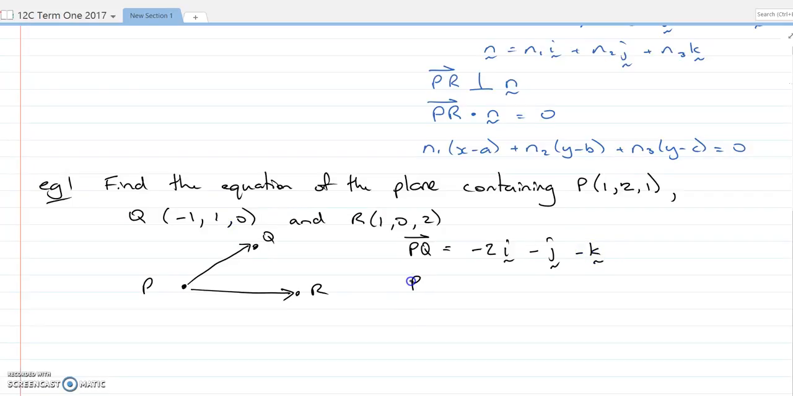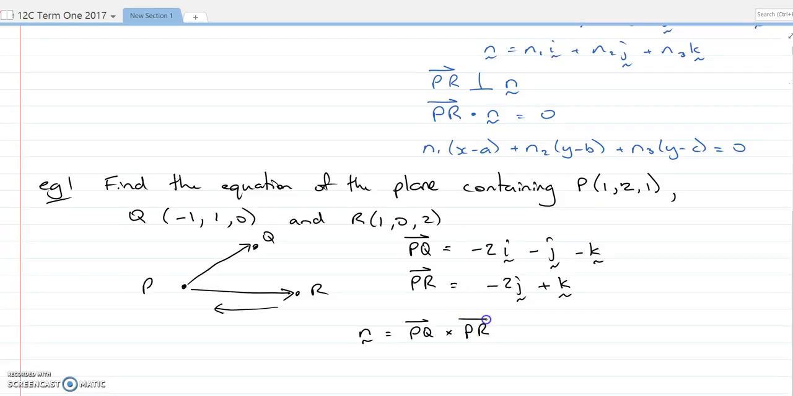My other vector, PR. And I could have easily done RP or RQ, it didn't really matter. Any 2 vectors, and they didn't actually need to both be from the same point. It would have still worked the other way. Okay, now R is 0i. Okay, 0 minus 2, so that's minus 2j, and 2 minus 1 is 1k. Alright, so to find the normal now, I just have to do the cross product.